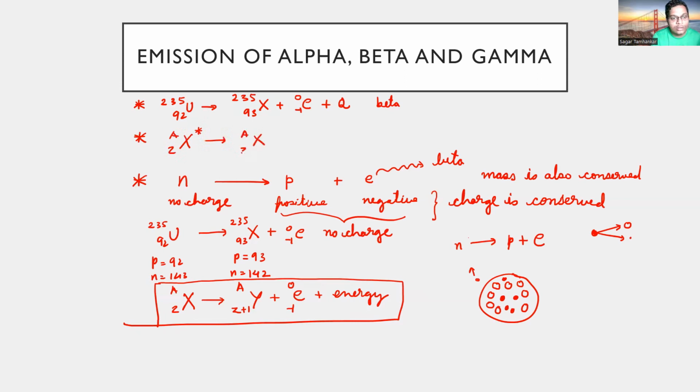Now the last one is gamma. So in gamma emission, there is no change, only energy is given out. So the mass number and the atomic number remain unchanged. So I have explained to you the beta emission, alpha emission, and gamma emission. Do you have any questions?